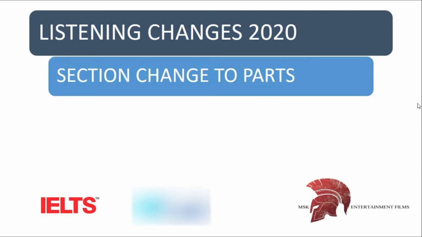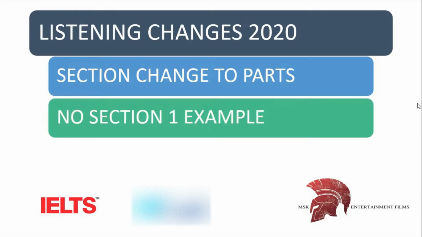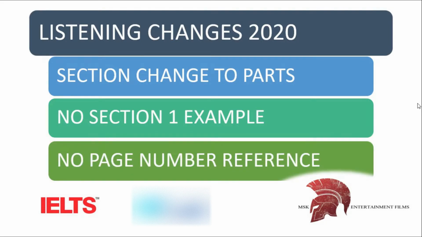The first change was that sections were changed to parts. Instead of section, they will say parts now. The second change was that there will be no example in the beginning of section 1. The third change will be that there will be no reference number. I mean, there will be no page numbering. One by one you will know what the changes are, how they changed sections to parts, and the numbers and examples.